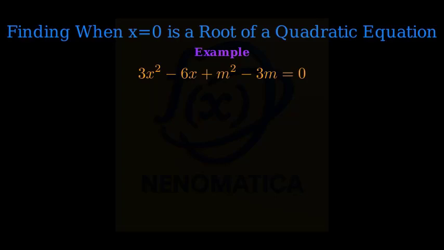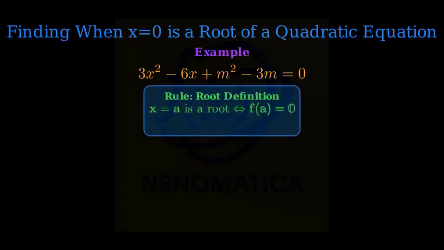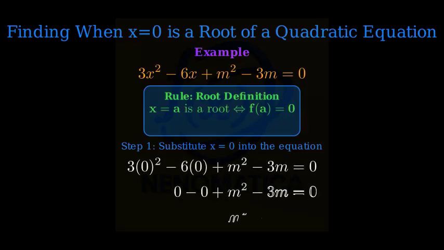Before we dive into the solution, let's recall what it means for a value to be a root of an equation. When x equals 0 is a root of an equation, it means that substituting x equals 0 into the equation makes the equation equal to 0. Let's use this concept to solve our problem. First, we'll substitute x equals 0 into our original equation. Great! Now we have a simplified equation in terms of m only.